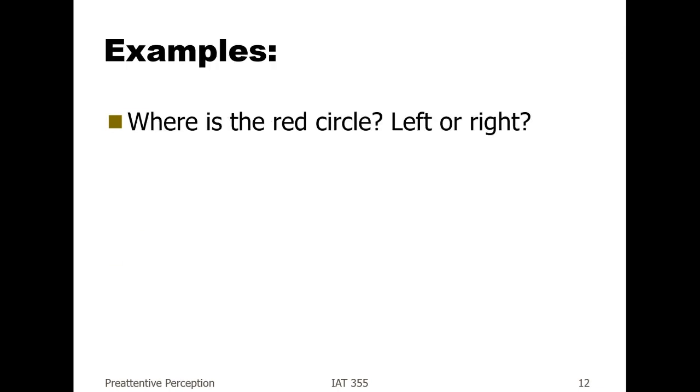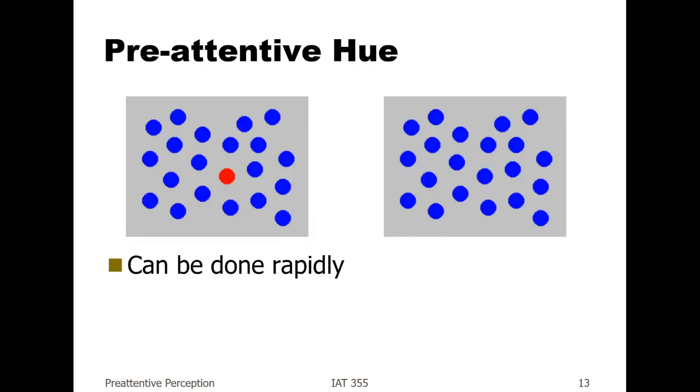Okay. So now I'd like to talk about some examples of things we can detect and things we can't detect preattentively. So I'm going to show you an example of locating something that we can detect rapidly. The question is, is there a red circle in 2 fields of distractors? Is it to the left or to the right? So it probably took you no more than 200 milliseconds to say to yourself, yeah, there's a red circle on the left. Thank you, that was just too easy.